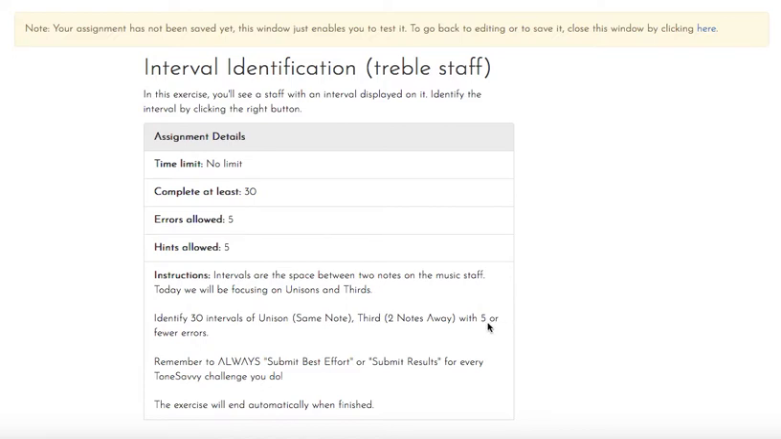Because we're only identifying two different intervals here, I am going to ask for 5 or fewer errors. Remember that if you go over those 5, you need to stop your quiz, go to submit your best effort, and show me those results before you go back and try it again. If you do complete your activity successfully, make sure you use the submit results to check that off in your ToneSavvy game.